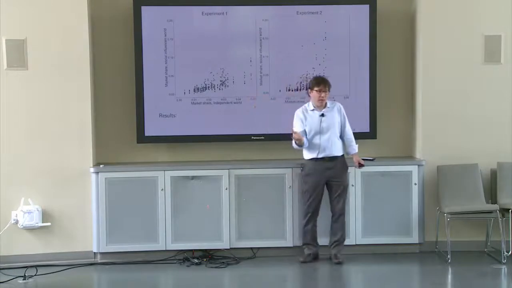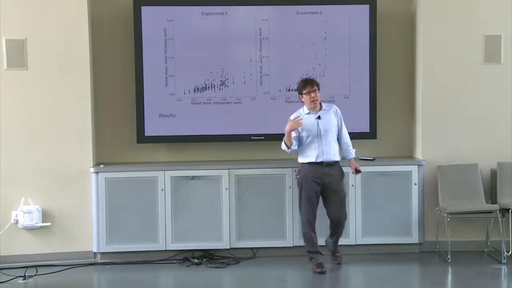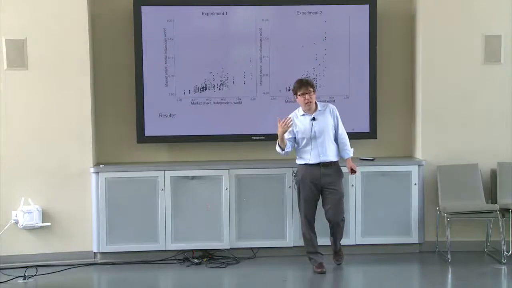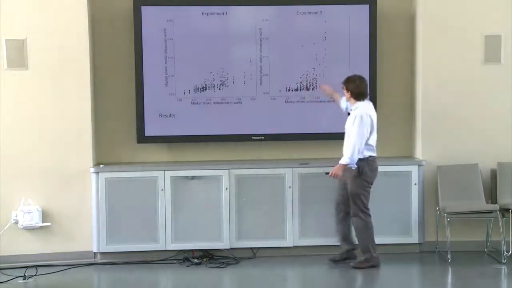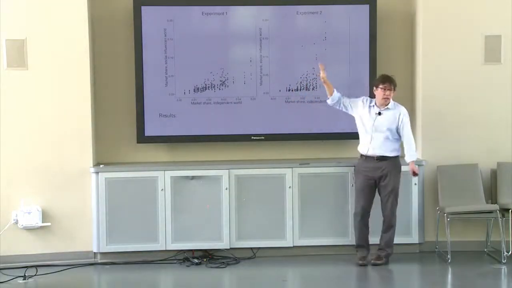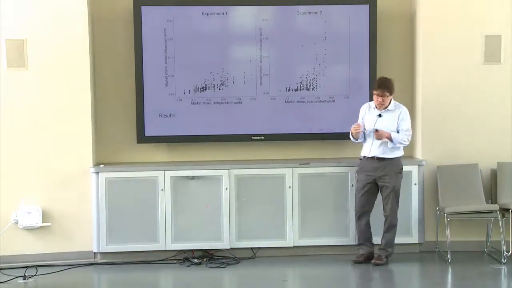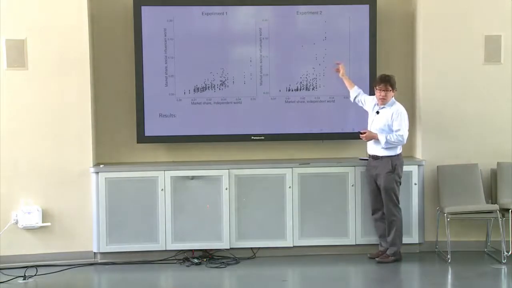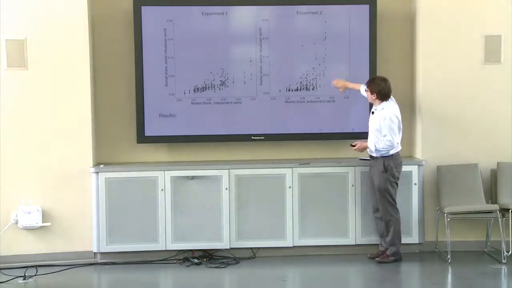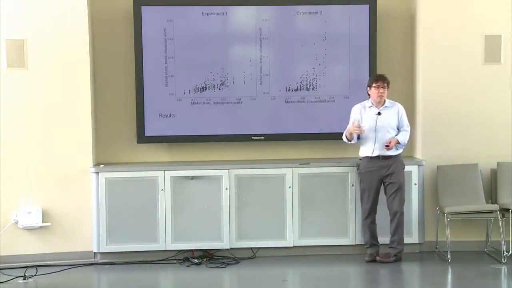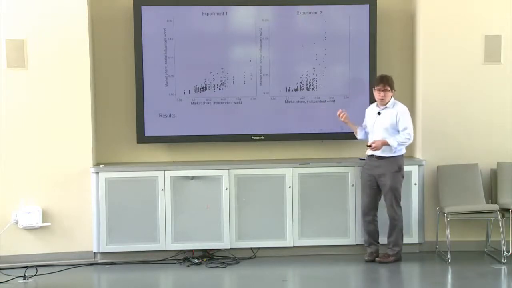Then we cranked up the amount of social influence, and we wanted to see if this would increase the inequality of success, which it does. You see there's much greater variability in the popularity of the songs. And it also increases the unpredictability of success. So the variability for any particular song gets potentially bigger, but not uniformly bigger.